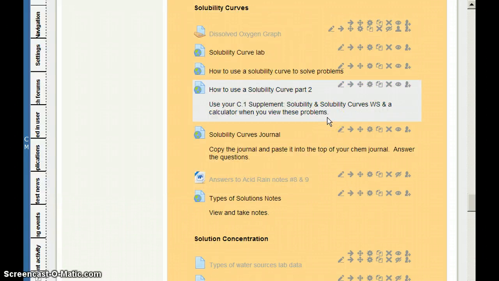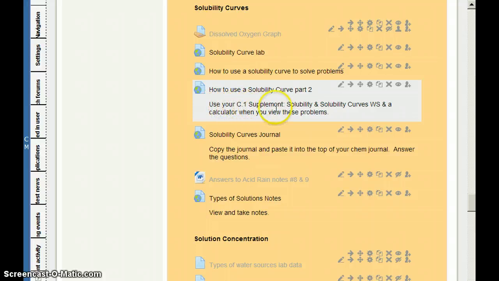So they're going to watch that and go through examples, and there are different types of problems, so I tried to chunk this. So you'll see I have this first screencast, and then I have how to use a solubility curve part 2. So I actually broke it down into different types of problems. So they had some smaller practice problems, and then the level of difficulty increased, and they had a note sheet to work with that will allow them to go through that.